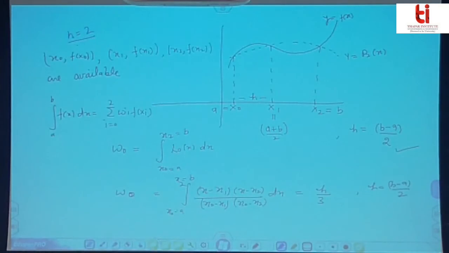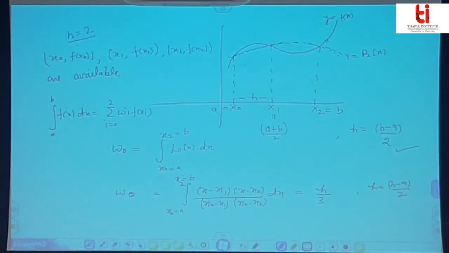In this formula, again I want to repeat that this is a second degree polynomial. It is cutting the function at 3 points x0, x1 and x2. x1 is the midpoint, and we are approximating this function with the help of a second degree polynomial.